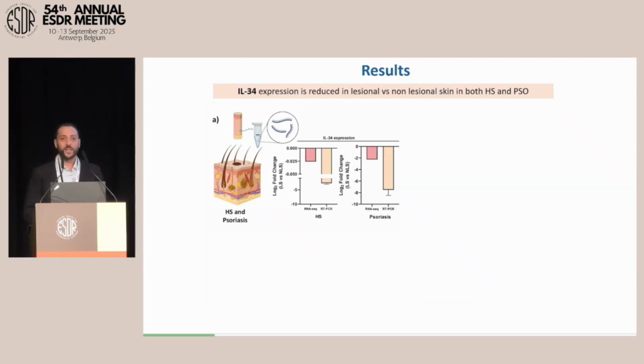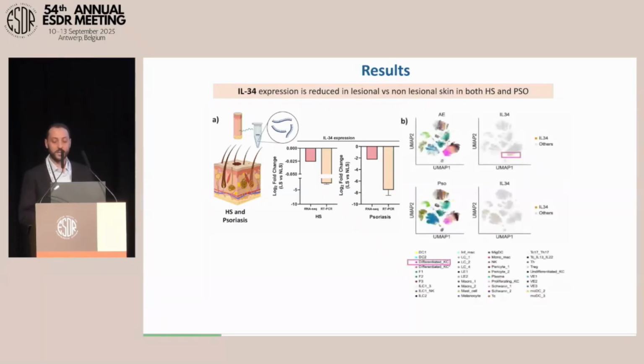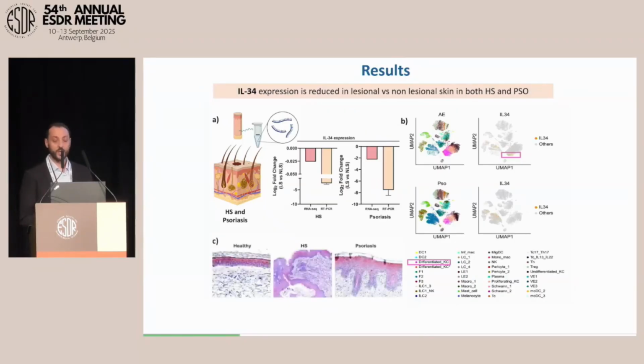We found that IL-34 is down-regulated in lesional skin with respect to non-lesional skin by bulk RNA-seq. From single-cell analysis, we also noticed that in non-psoriatic skin, the major source is a subpopulation of keratinocytes. In particular, the differentiated keratinocytes are the major source of IL-34, with a marked reduction in psoriasis and also in HS. As you can see, in healthy skin it was mainly distributed in the upper layers.